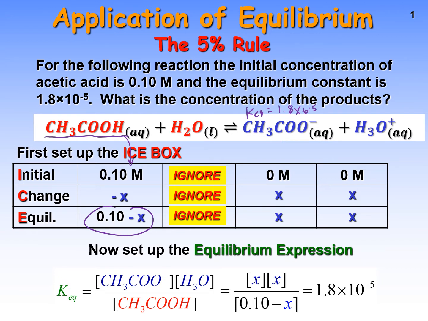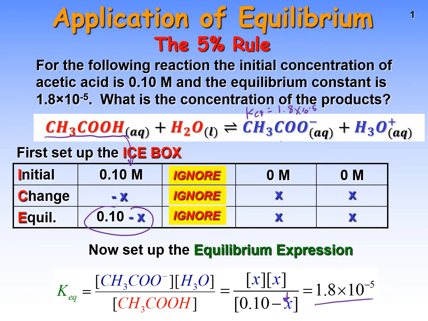So all of that, we were given this value in the problem. Here's our setup. At this point, we would normally solve the quadratic. But here's where the 5% rule actually starts. What the 5% rule states is that x, our change in our initial concentration, is less than 5% of the initial. What we're really saying here is that this minus x doesn't really change our initial concentration, because if I subtract less than 5% of 0.1 molar from 0.1 molar, I'll effectively get 0.1 molar.